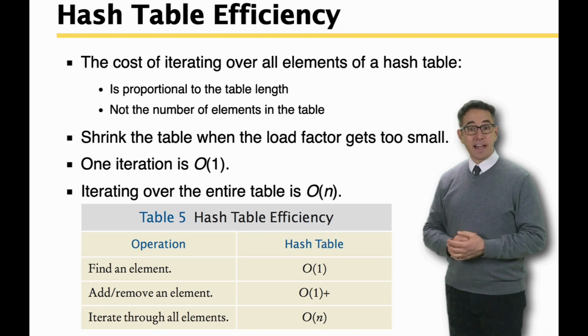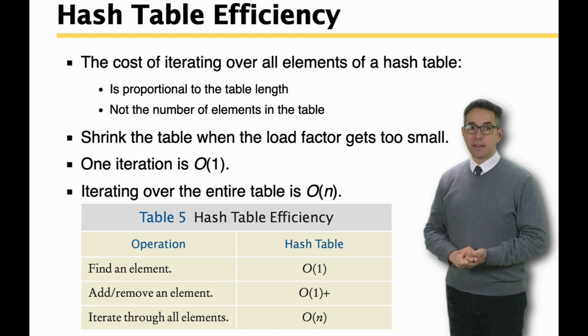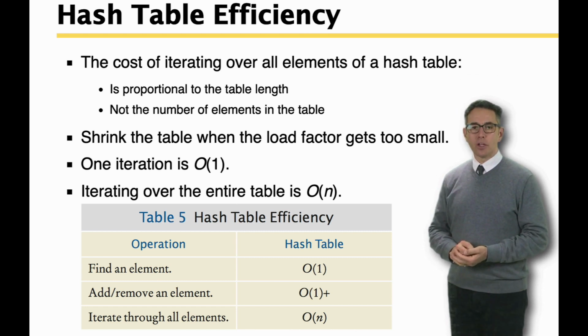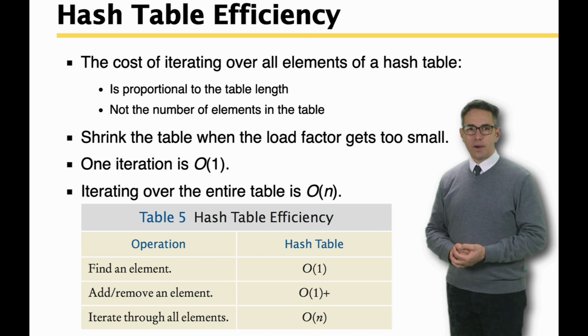The efficiency of the hash table is something we care a lot about. And one of the things we find very powerful about the hash table efficiency is that it's very constant time. It has a lot of important constant time methods. The cost of iterating over all elements of a hash table is proportional to the table length, not the number of elements in the table. And so we can shrink the table when the load factor gets too small. The load factor is what percentage of our table is full. And one iteration is going to be constant time.